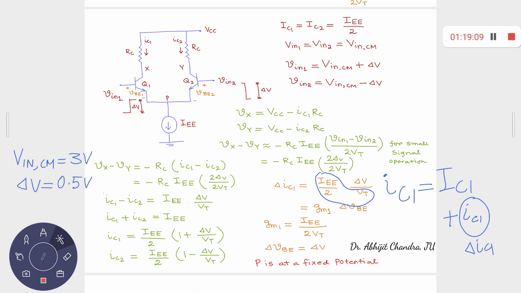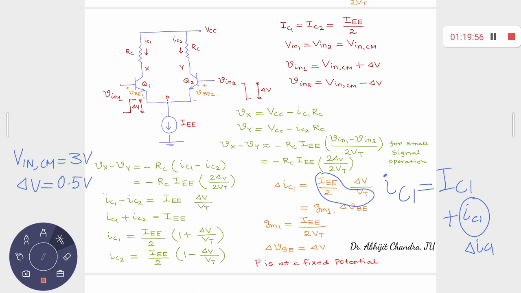Now if the voltage at point P is held at a constant value, does it ring another bell in your mind? What is our observation? Our observation is that if there is a certain change in the input, plus delta V, that change is completely absorbed by VBE1. So if I have a 0.5 volt change, this 0.5 volt change is absorbed by VBE1, keeping the voltage at point P constant. So P is held at a fixed potential, irrespective of the change over there.